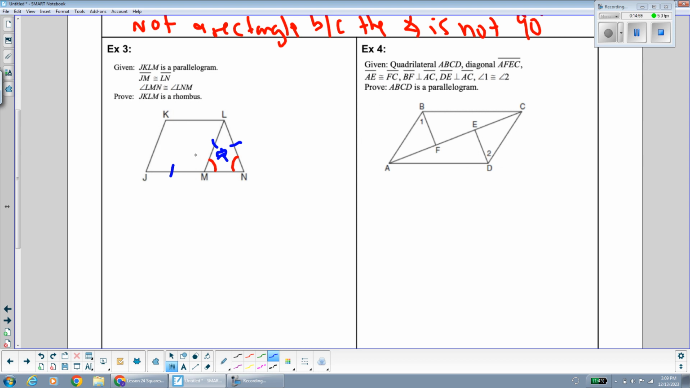So JM and LM need to be congruent to each other. And since we already knew JKLM is a parallelogram, we don't have to prove it's a parallelogram, we already know it. So now we know it's a rhombus because it's got two congruent consecutive sides. And that's it. This is going to be a really short proof. So I'm going to pause and write it up. Try to write it up yourself as well. Definitely pause the video and try.